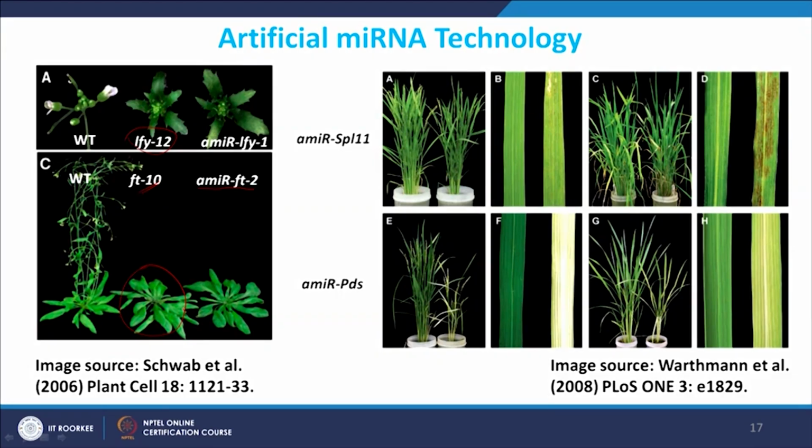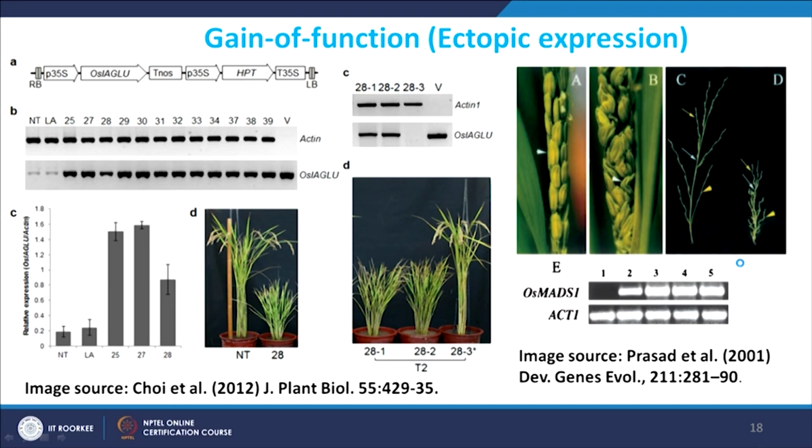For example, if you take the case of rice, so here artificial microRNA has been generated for a couple of genes. So, this is SPL11, this is PD's gene, and you can clearly see this is the control and this is the artificial microRNA line, and you can see a clear phenotype in artificial microRNA lines. So, basically, through this study, either you go through the knockout based study or you go through the knockdown based study, what you conclude that you can generate a loss of function mutants, and you conclude that these genes are necessary for this particular function.